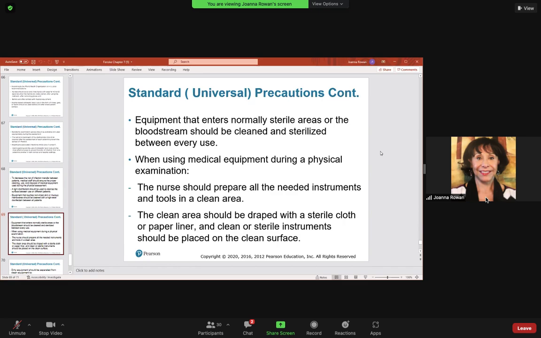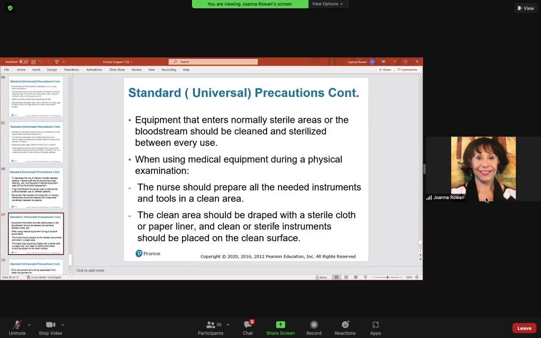When using medical equipment during a physical examination, the nurse should prepare all the needed instruments and tools in a clean area. The clean area should be draped with a sterile cloth or paper liner, and clean or sterile instruments should be placed on the clean surface. And again, this is if you are doing some type of sterile procedure, like a Foley insertion, you will place your equipment in a sterile area.